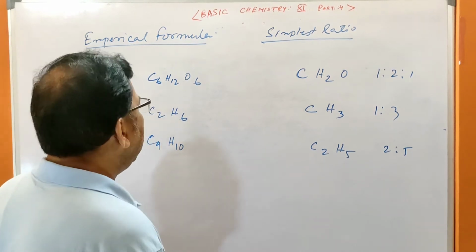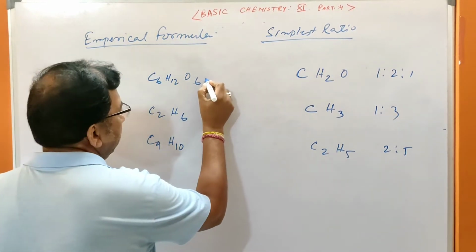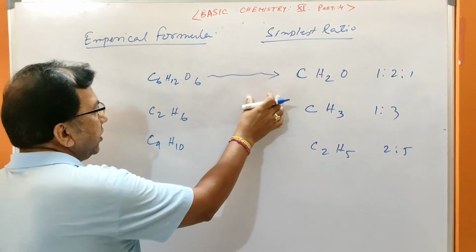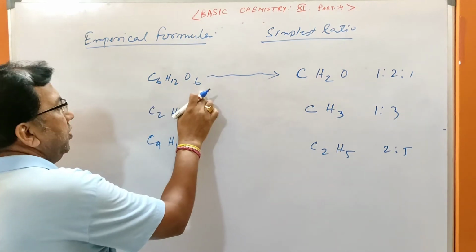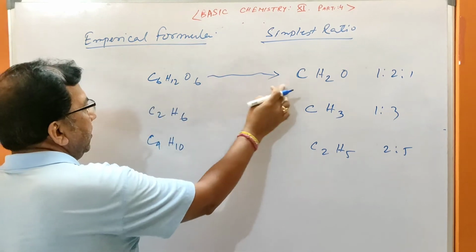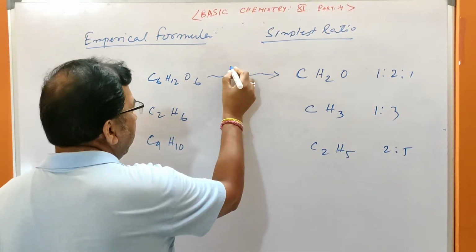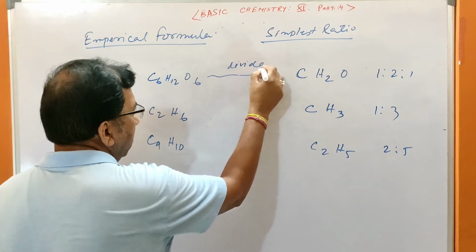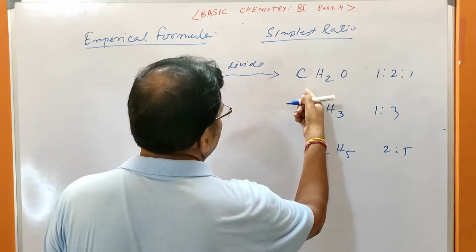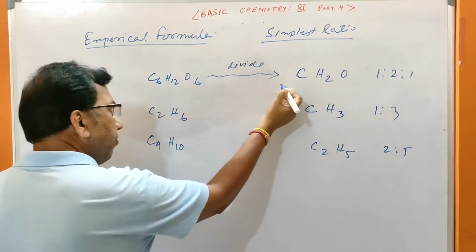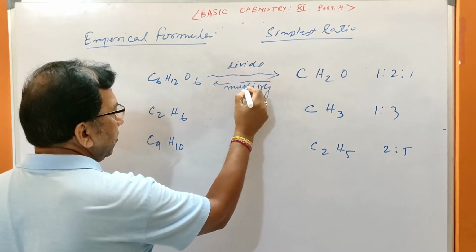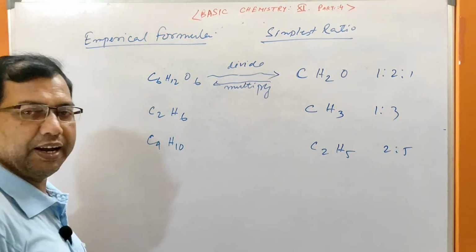See, if you go from molecular formula to empirical formula, what are we doing? Simple ratio means we have to divide by some number. Here we divide by 6: C6 becomes C1, H12 becomes H2. And in the reverse case, if you multiply 6, 12, 6, from here to here, you can multiply. You can multiply by a certain number.